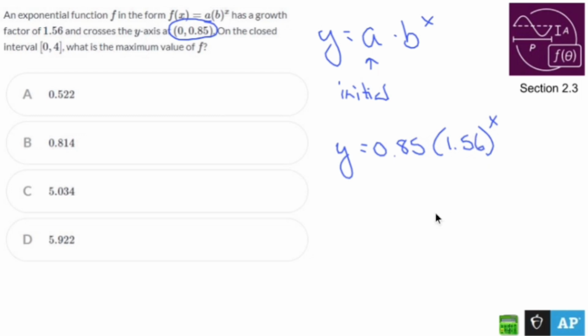So what I have is something in the form of exponential growth. Now, it wants me to, on the closed interval 0 to 4, find the maximum value of f. Well, this makes sense: if I have 0 to 4, 4 is going to be my maximum. So I just have to throw that in my calculator, plug in 4, and see what value I get.